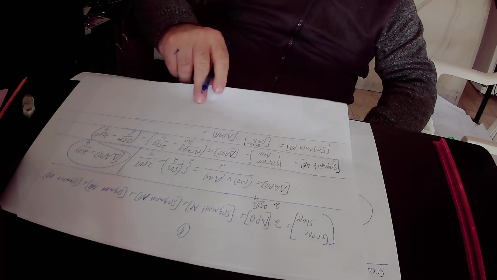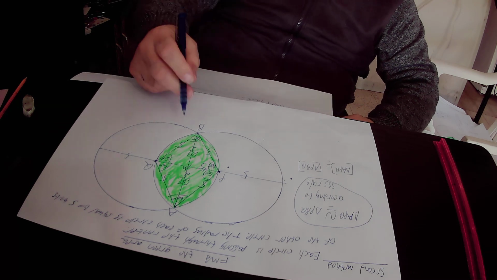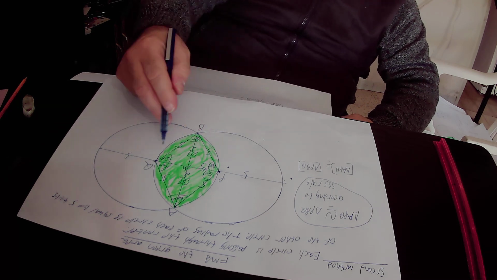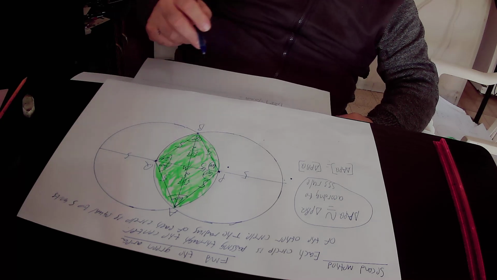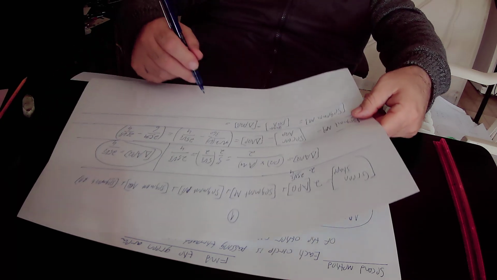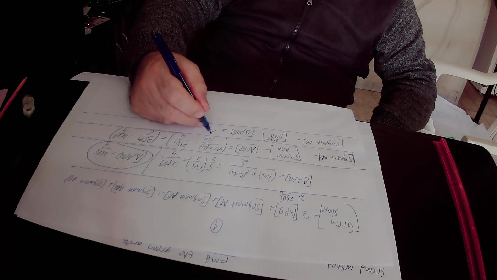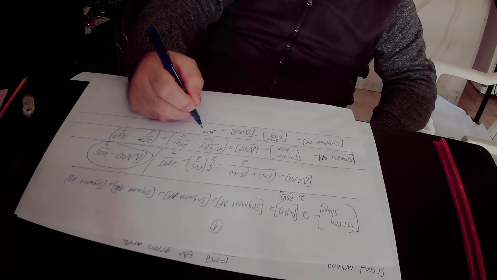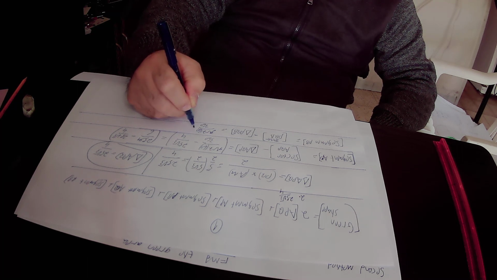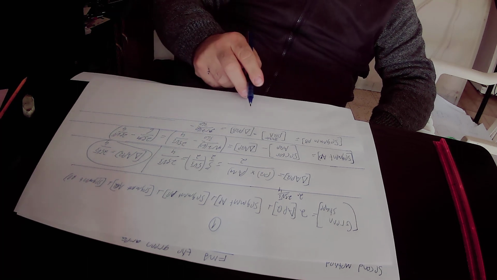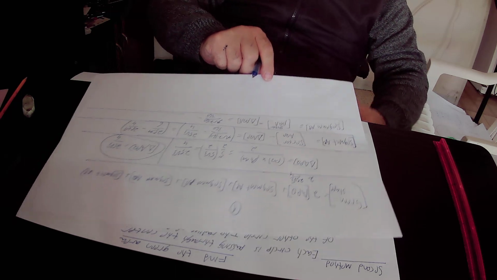What is the area of sector PQB? The area of sector PQB will be equal to pi r squared times 60 degrees over 360 degrees, minus the area of triangle PQB.